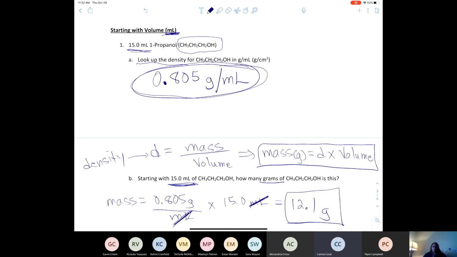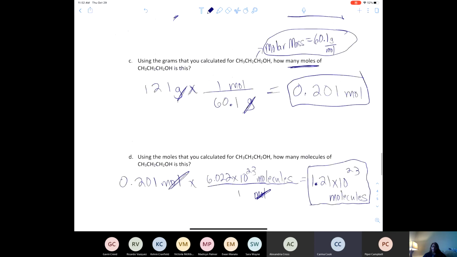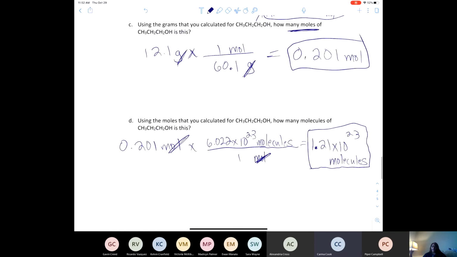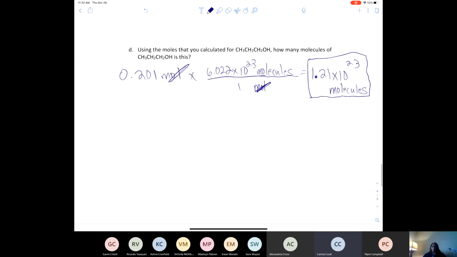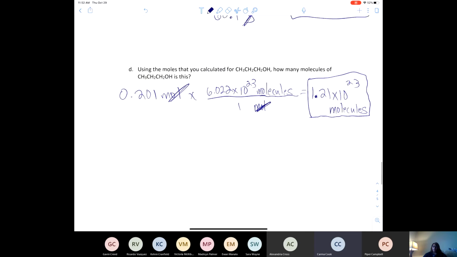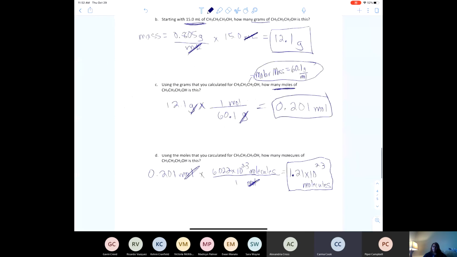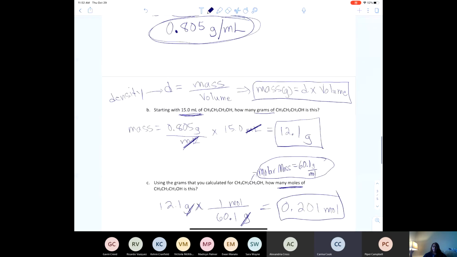And then use the density, multiply it by the volume to calculate the mass in grams. Then take your grams, divide by molar mass to convert grams to moles, and then take the moles and multiply by Avogadro's number to calculate the number of particles. So those are examples of the 3 types of calculations that you'll encounter in today's lab.